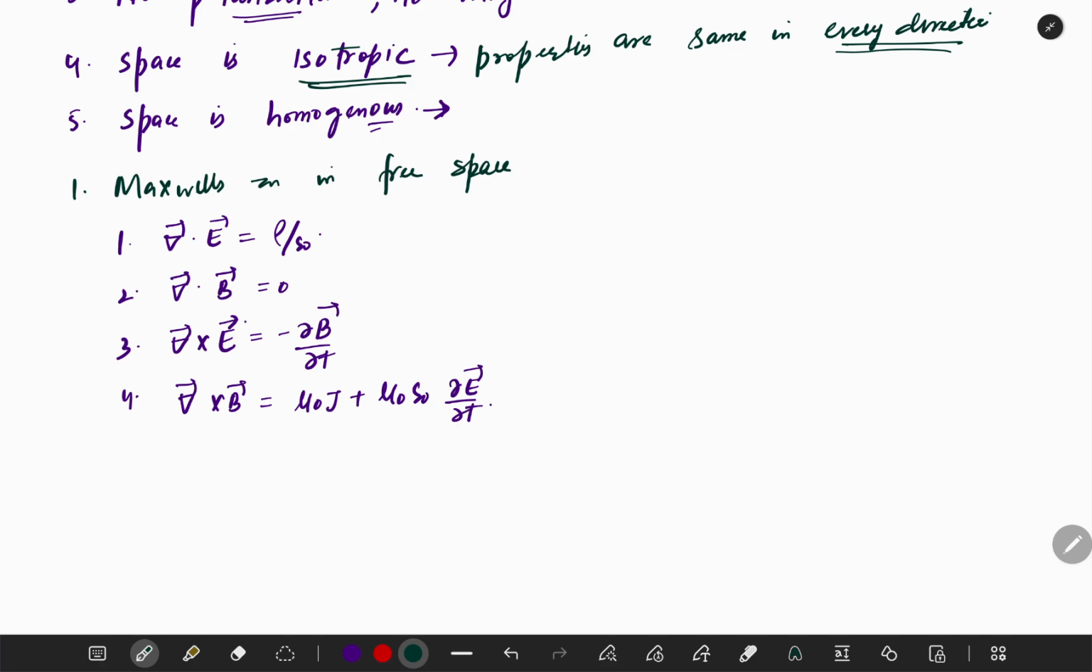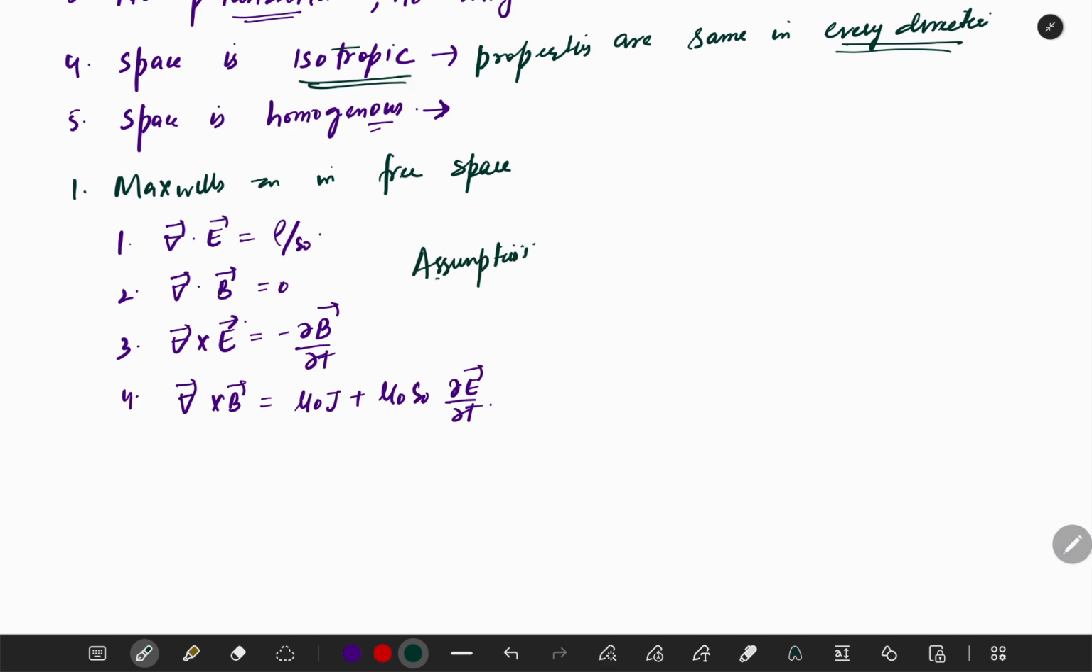In the last video, I told how to transform the differential equations into the integral form by using the divergence theorem and the Stokes theorem. If you have not seen that video, just go and check it, to see how we write the Maxwell's equations in both the differential form and the integral form. So let's apply the assumptions.